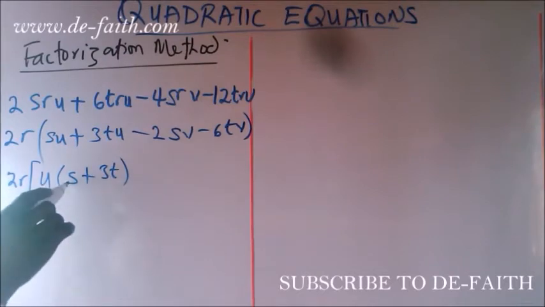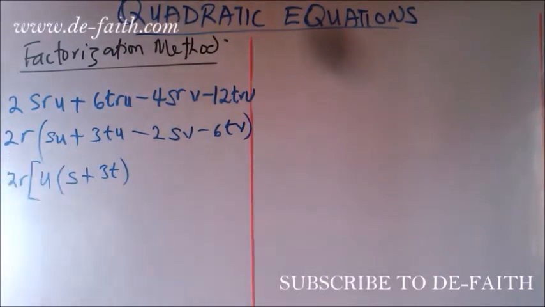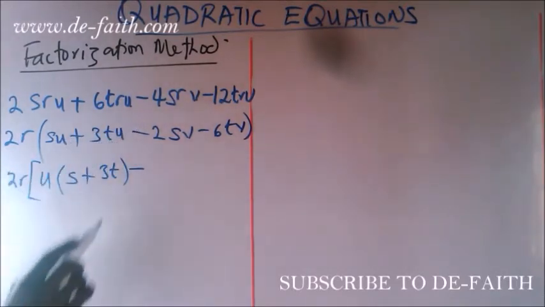So if you multiply U times S, you get your SU. Then U times 3T, you get your 3TU. Then you have this minus here. Even if it was plus, we'll put the plus there. So minus is what we have here, so you have your minus.